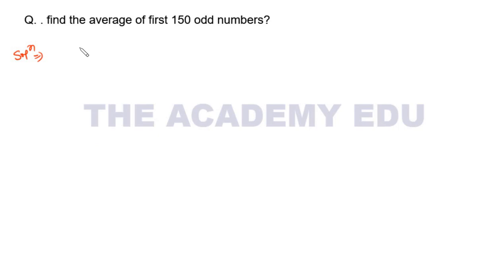So here we need to find average of first 150 odd numbers, right? So let's take first two odd numbers, 1 and 3. So what is the average? Here I write average and here are the numbers. Average is 3 plus 1, 4 and divide by 2. So it's a 2. Now take one more, 1, 3, 5. Then what is the average which comes in mid? So 3. Let's take one more odd number.